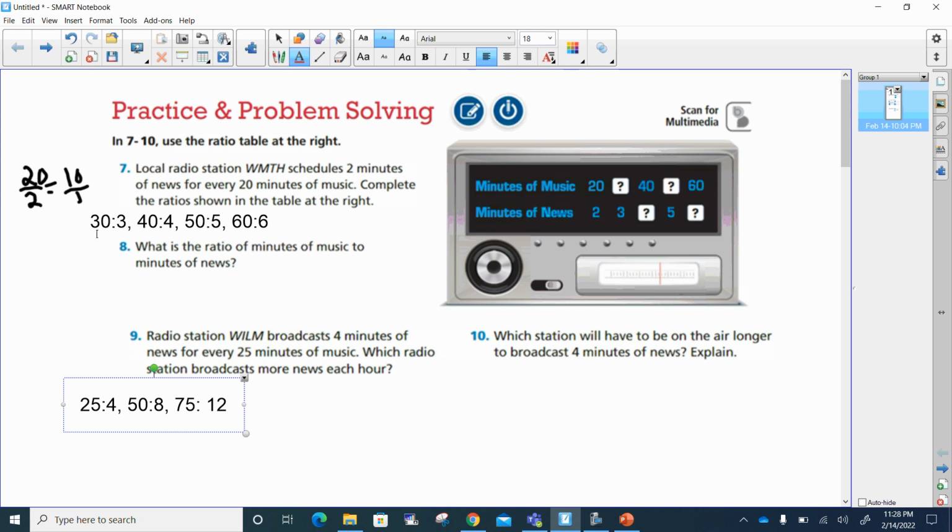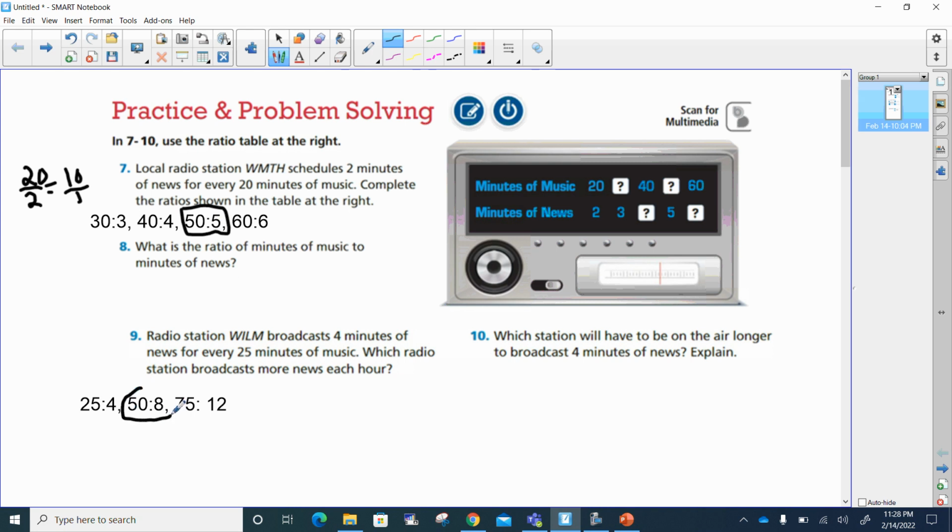Let's see, is there any of these that we can compare here? We got 25, we got 50. Ah, here. Well, here's a perfect example. When I reach 50 minutes of music, I get 5 minutes of news. But over here, when I have 50 minutes of music, I have 8 minutes of news. That tells me which radio station broadcasts more news. That's got to be WILM. WILM. All right.